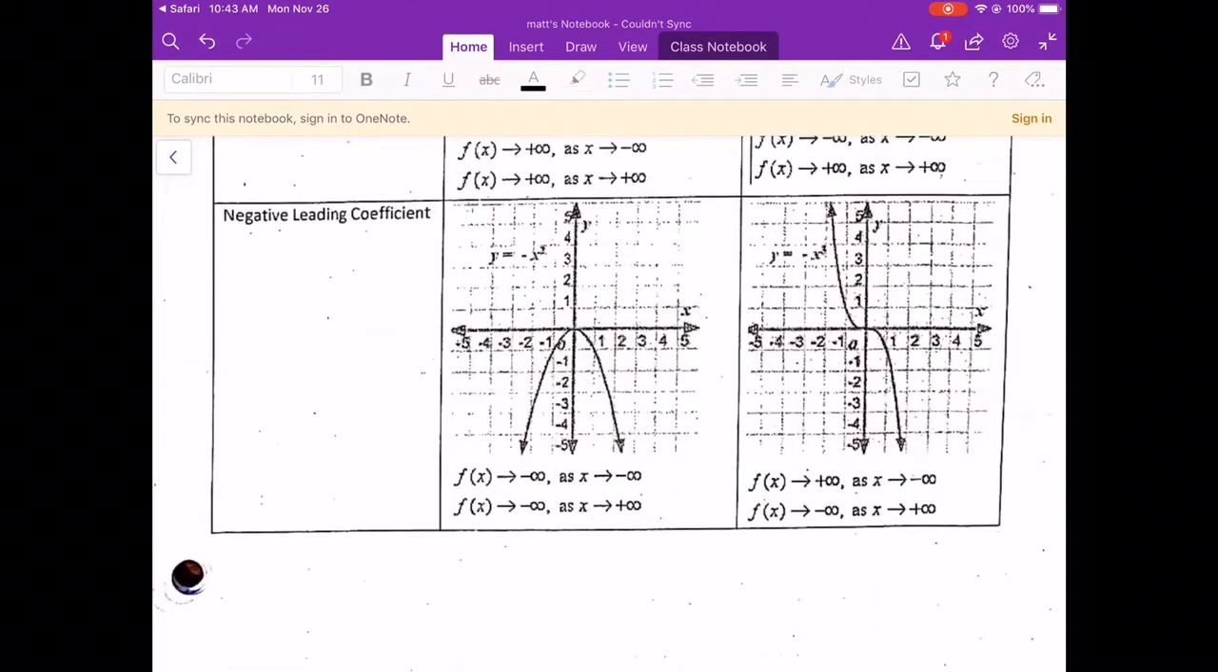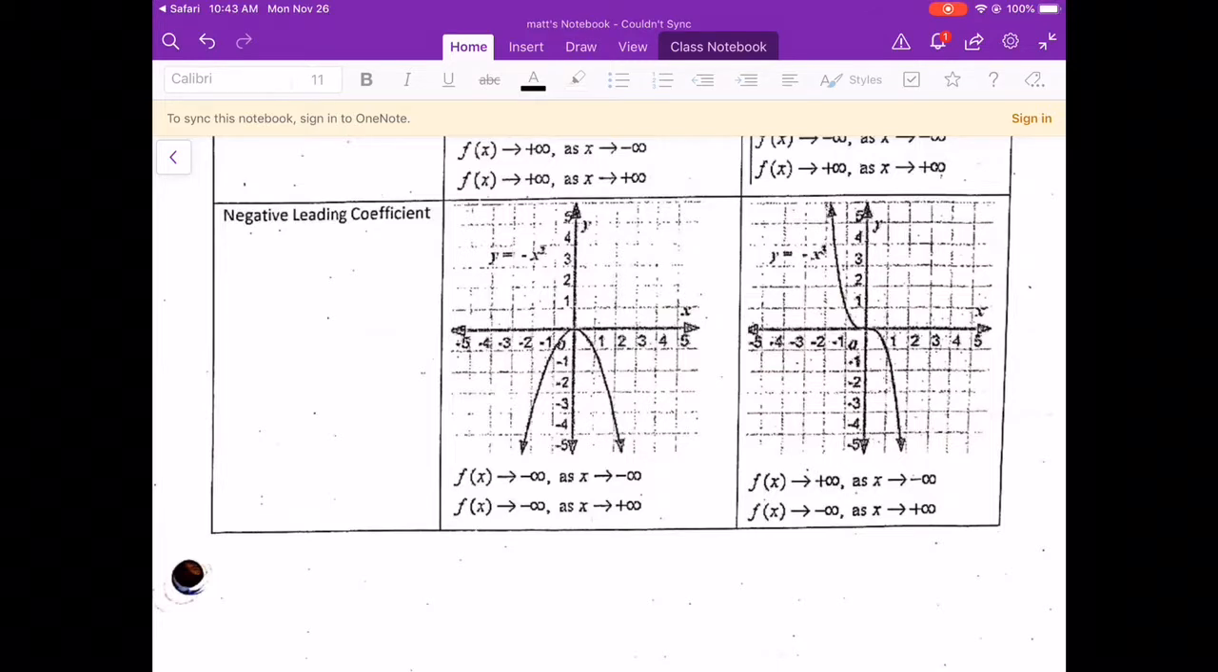So this row right here with the negative coefficient is what would give us what's happening with our evens and our odds. So for our even functions, if I have a negative leading coefficient, then both arms are pointing down. So regardless of which way you're looking, left side, negative infinity, right side, positive infinity, on both sides of the graph the y values are trending down to negative infinity.